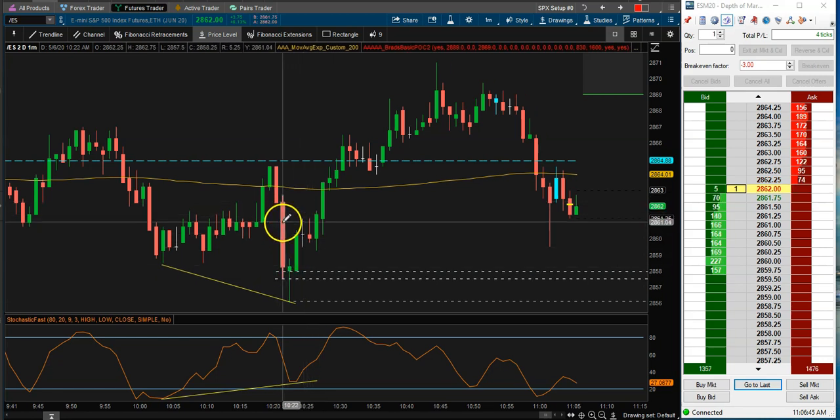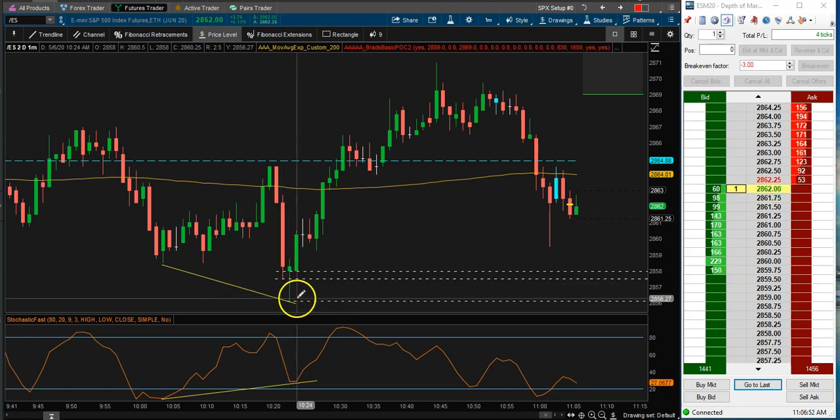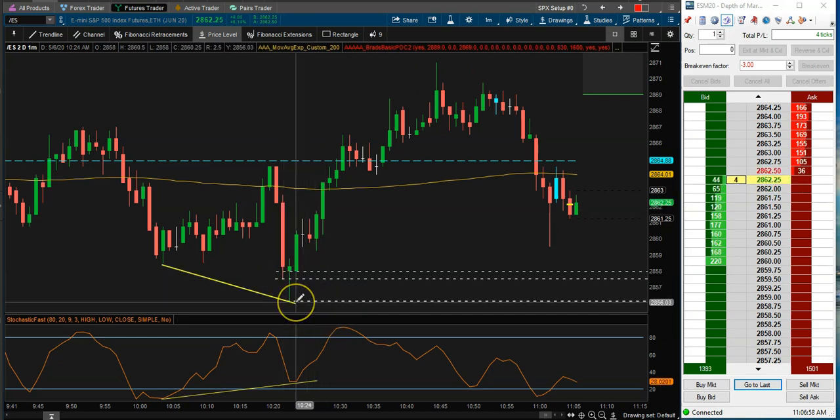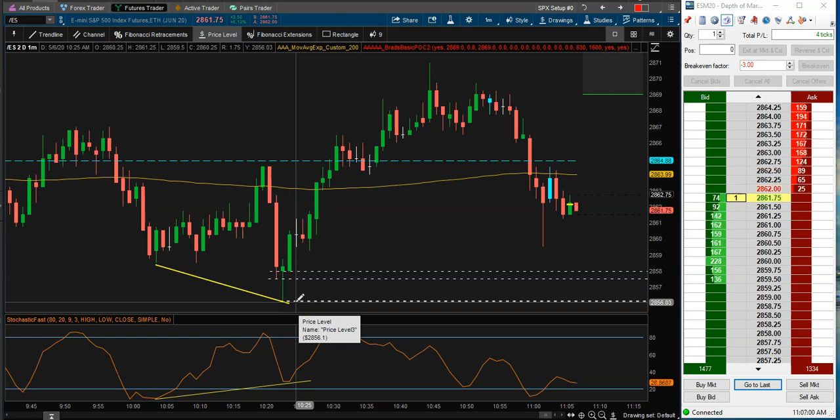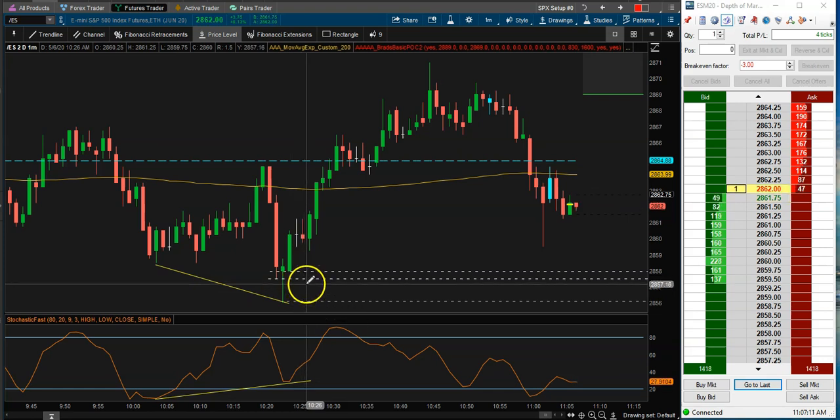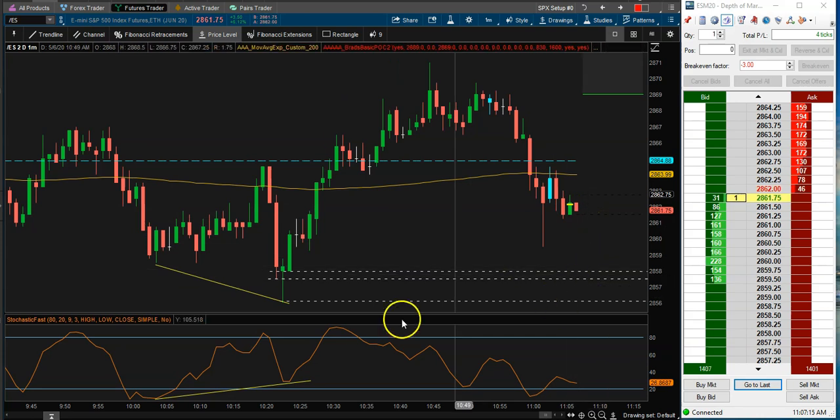So I'm going to look at this long candle low, which is 28.5750. My stop would be at 28.5575. That would be about 7 ticks. Again, a little too much. So what I'm actually going to do is wait. I think we're going to fall.